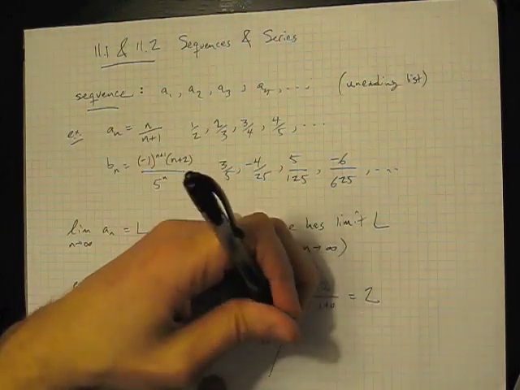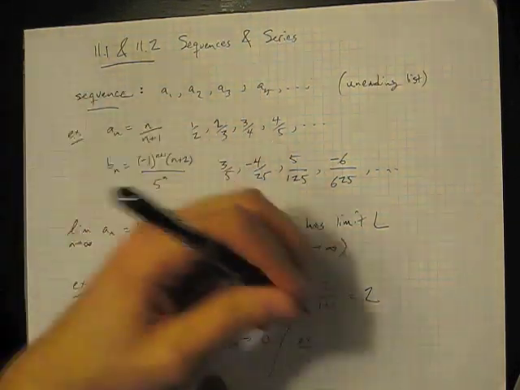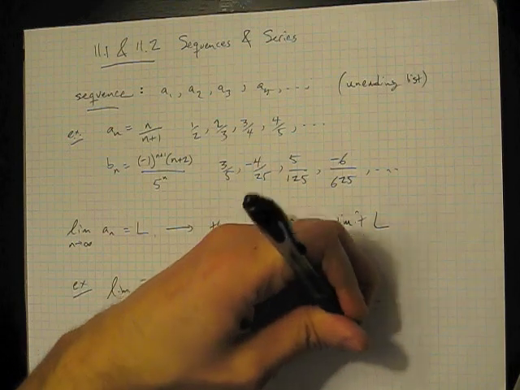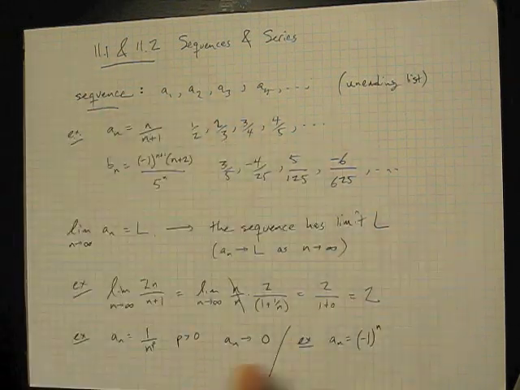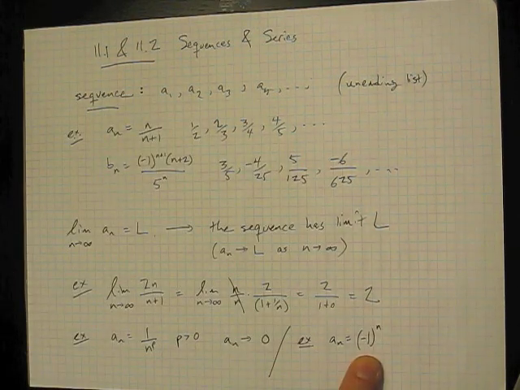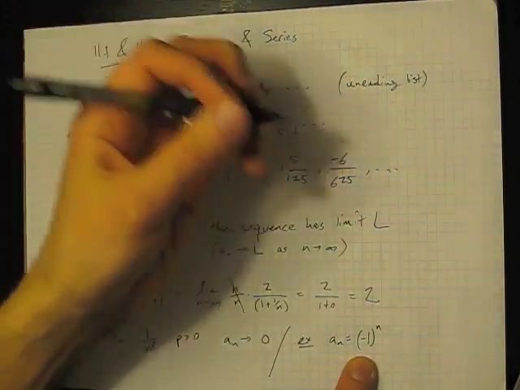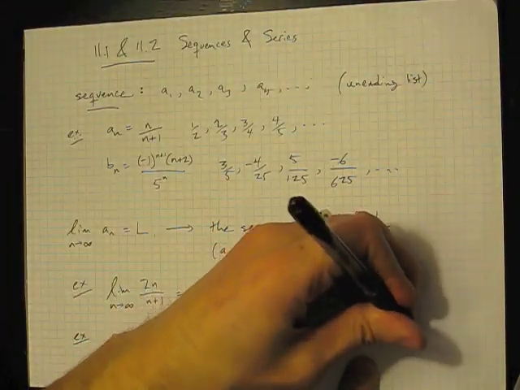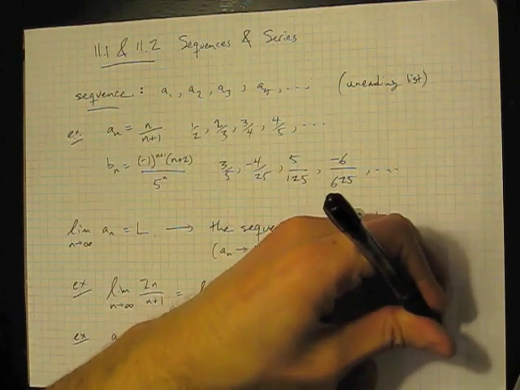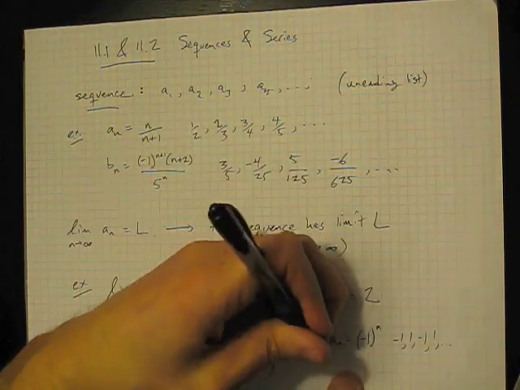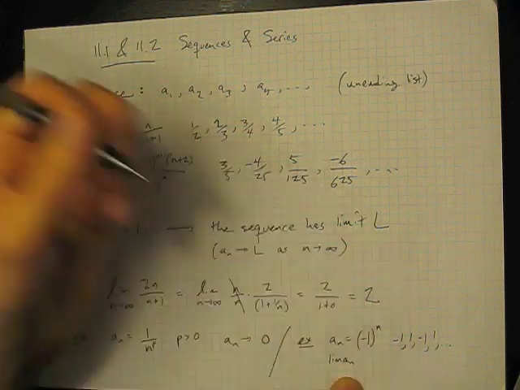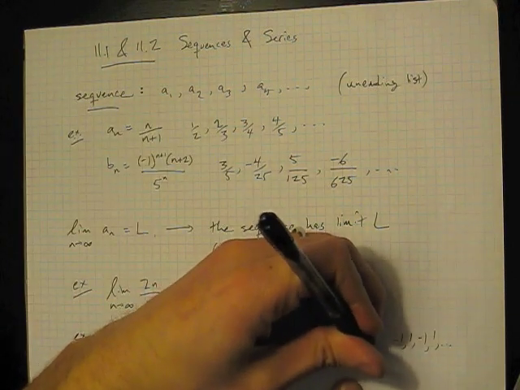Another example that we saw, if we took a_n to be 1 over n raised to the p power, where p is any positive number whatsoever, this sequence has limit 0, because the denominator gets larger and larger and larger. Another example, we had the sequence a_n equals minus 1 to the n. So this bounces back and forth between plus and minus 1, so it looks like minus 1, 1, minus 1, 1, and so on. Here the limit does not exist.